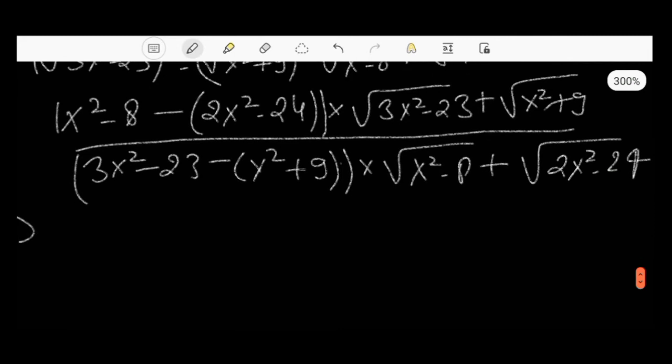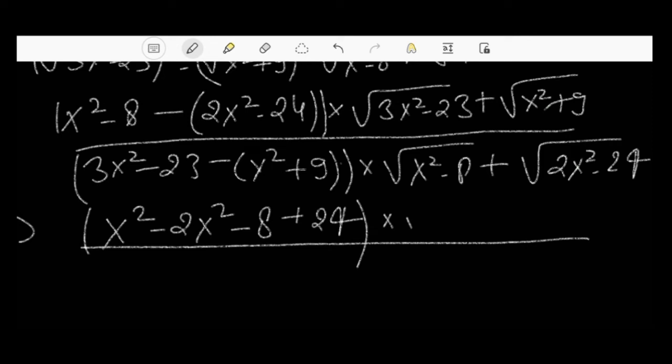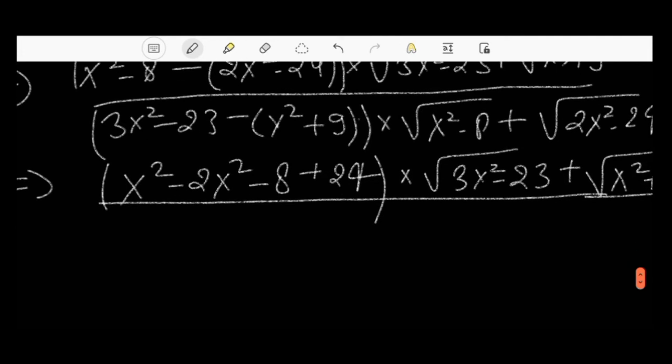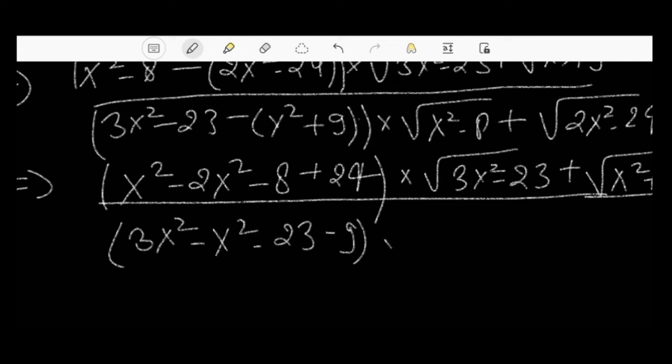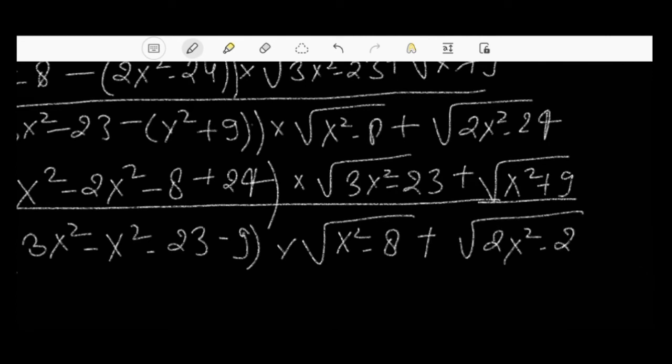And here we can simply solve this. We'll obtain x square minus 2x square minus 8 plus 24, since we are multiplying with the minus sign inside a bracket, multiplied by square root of 3x square minus 23 plus square root of x square plus 9, and in the denominator we can say 3x square minus x square minus 23 minus 9, multiplied by square root of x square minus 8 plus square root of 2x square minus 24.